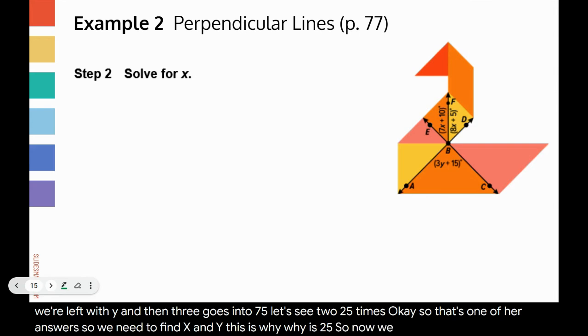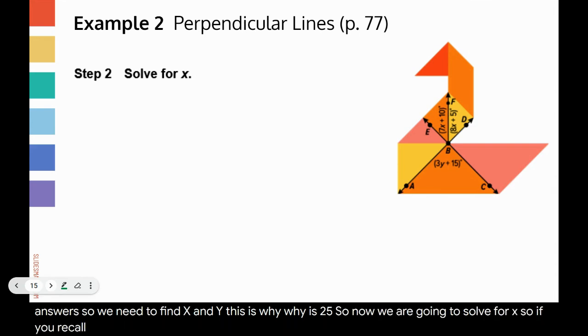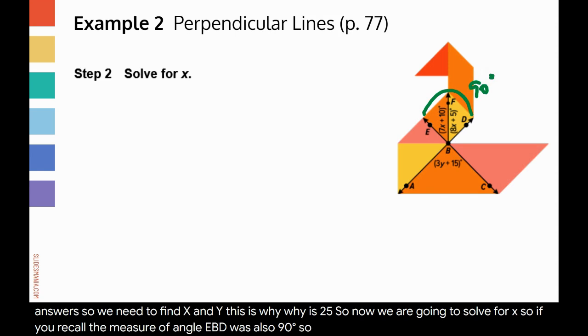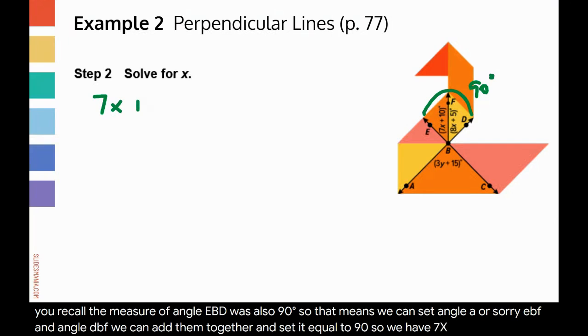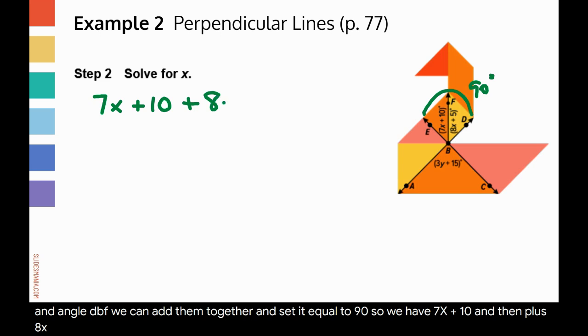Okay, so now we are going to solve for x. So if you recall, the measure of angle EBD was also 90 degrees. So that means we can set angle EBF and angle DBF, we can add them together and set it equal to 90. So we have 7x plus 10, and then plus 8x plus 5, equals 90.